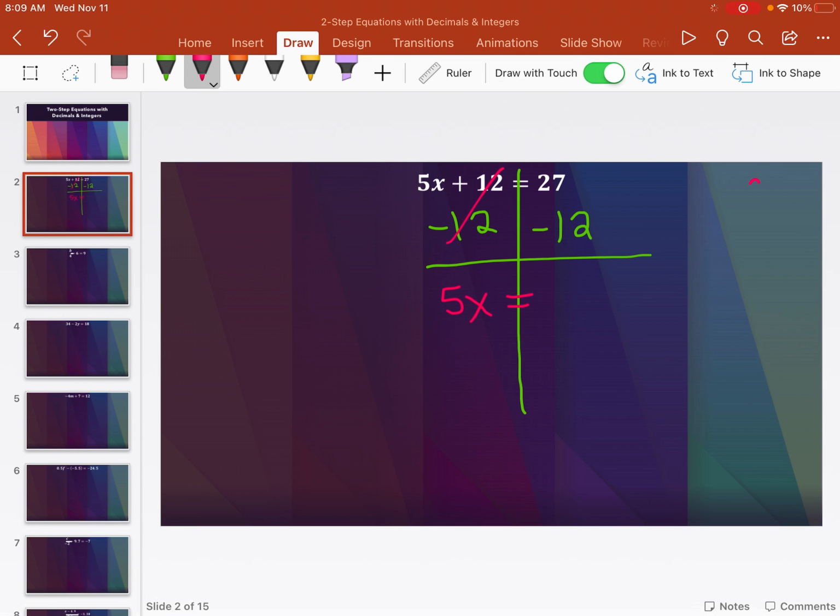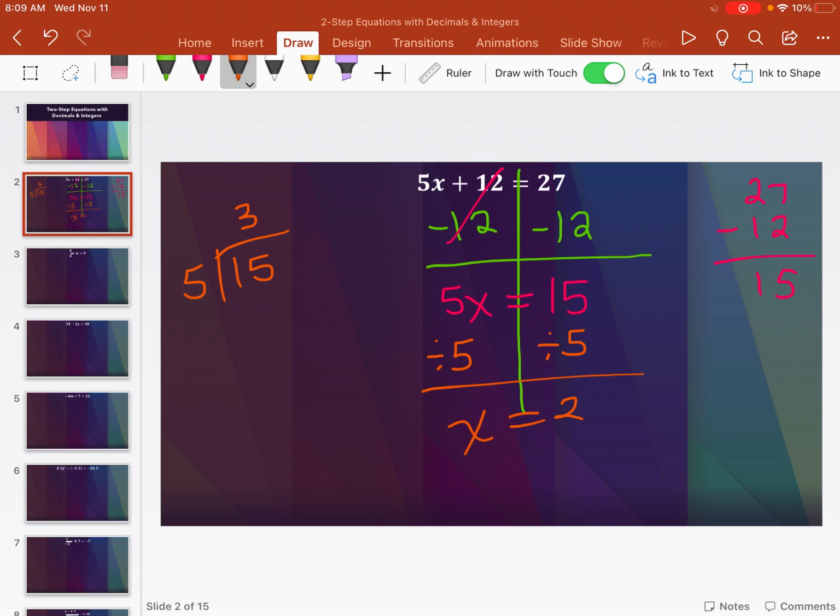On the other side, 27 minus 12 is 15. So 5x equals 15, but I'm not done yet. So now I can get rid of that coefficient. So it's multiplying by 5 right now. I'm going to divide by 5. So x over here equals, and then 15 divided by 5 is 3. So x equals 3.